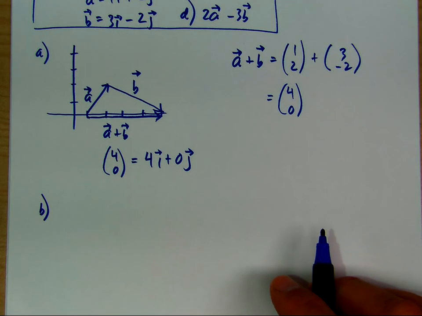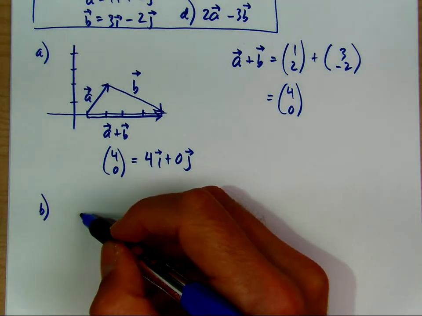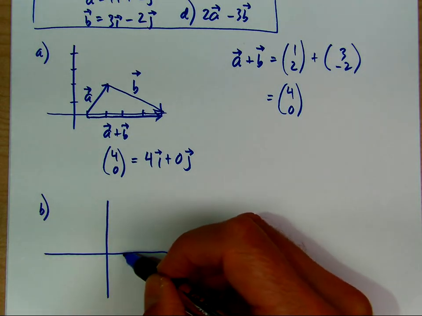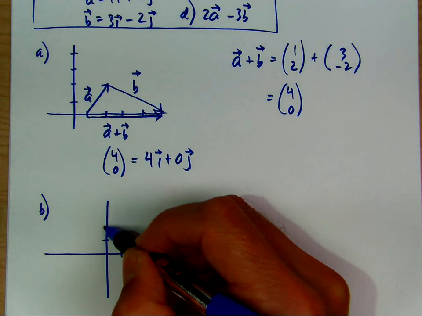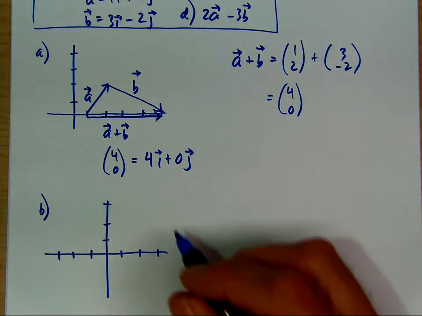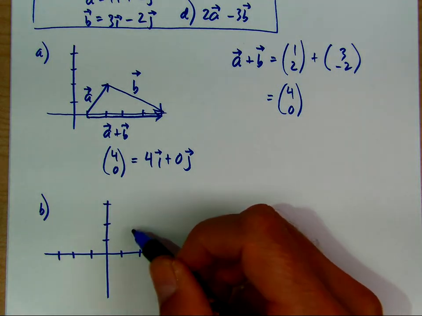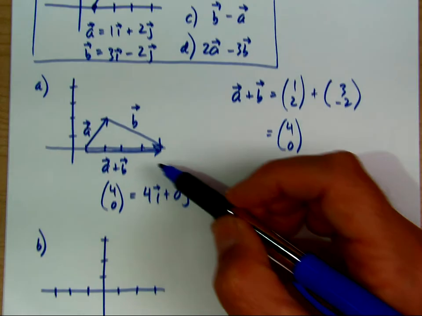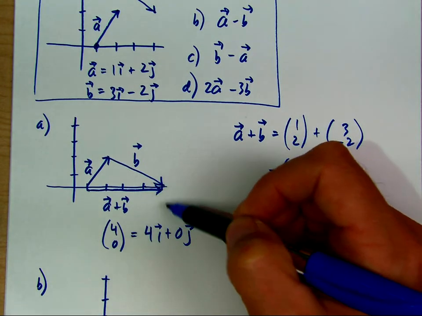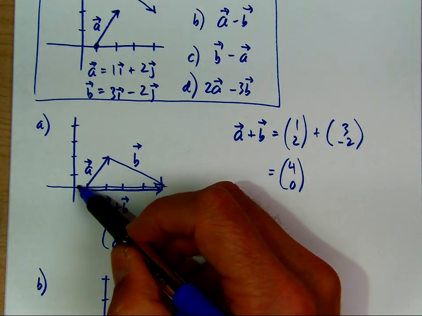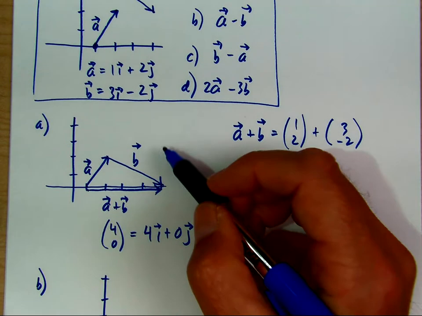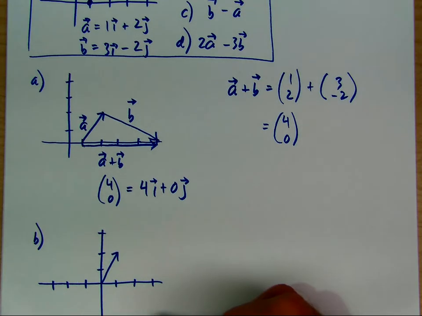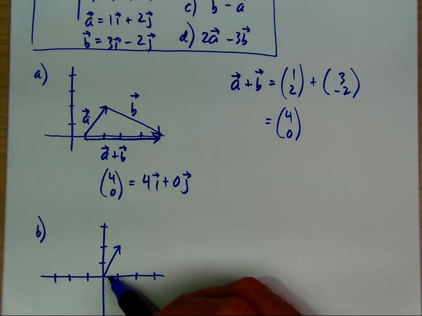Alright, pause the video and try part B. We're doing A minus B. So I start by drawing A, which is, you know what, this gave us the right answer, but I shouldn't have started right there. I need to start at the origin. So we're going to go over 1 up 2, over 1 up 2, and that's A. If you do it this way, it just lets you read the resultant easier.